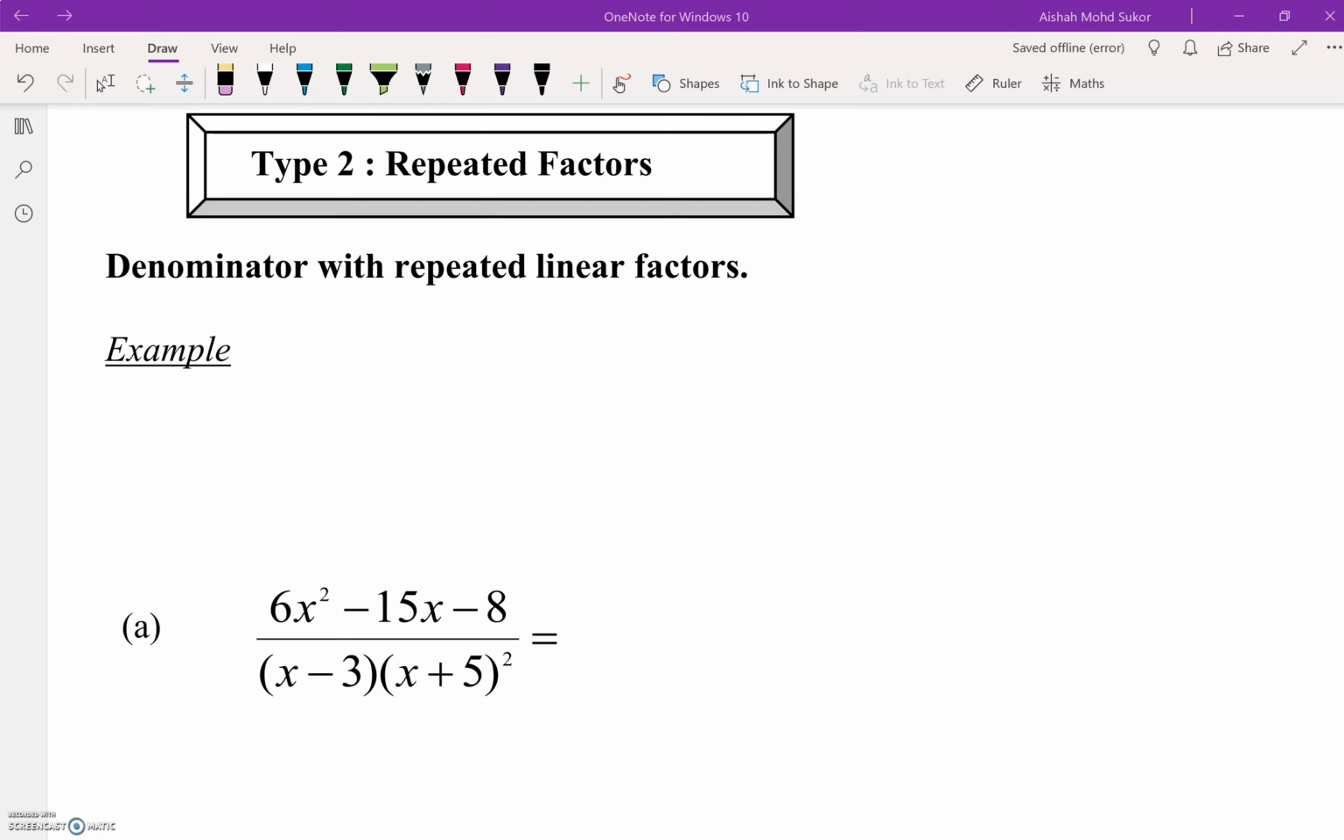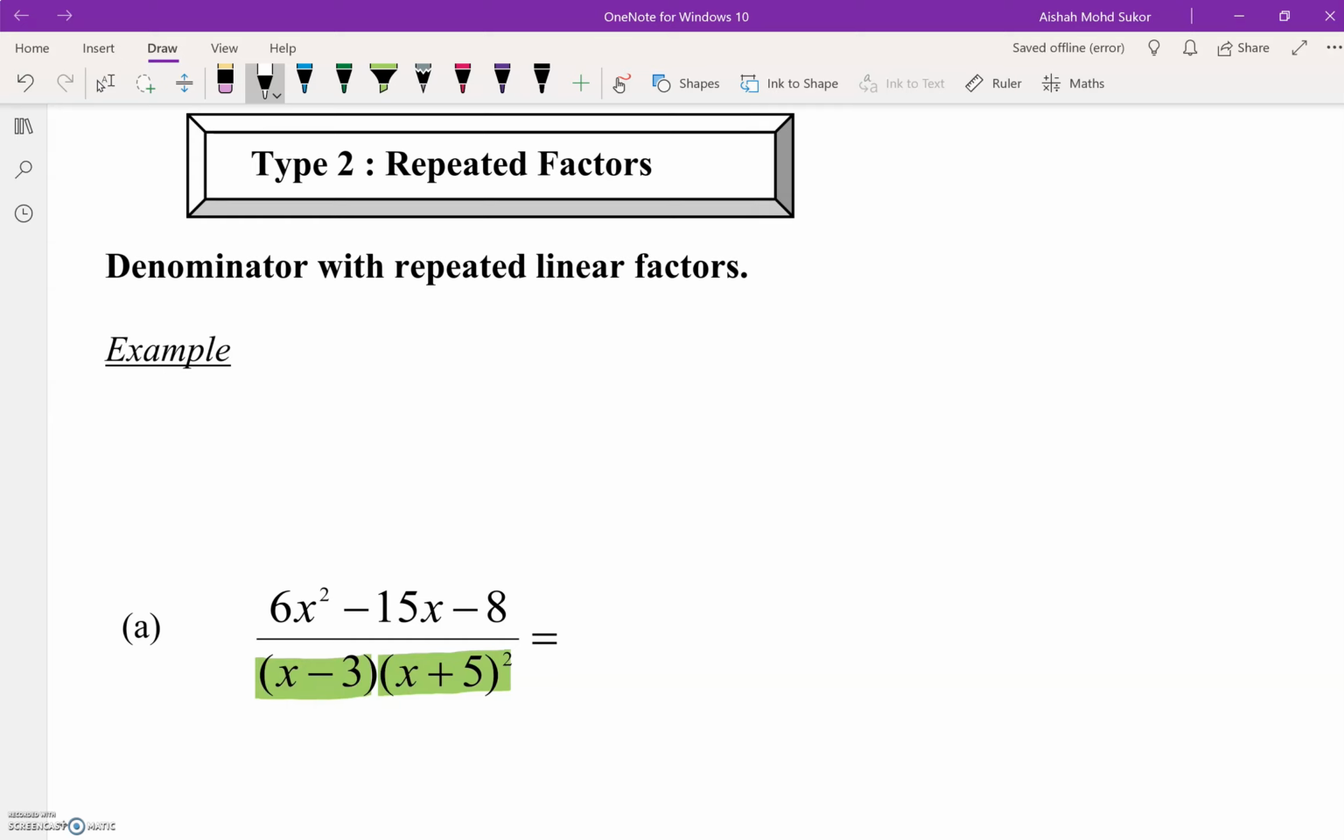Type 2. Denominator with repeated linear factors. Example A. At the denominator, we can see that we have a linear factor and a repeated linear factor. X plus 5, the whole thing squared, is called a repeated linear factor because the linear factor x plus 5 is repeated 2 times. Therefore, x plus 5, the whole thing squared, is called the repeated linear factor.